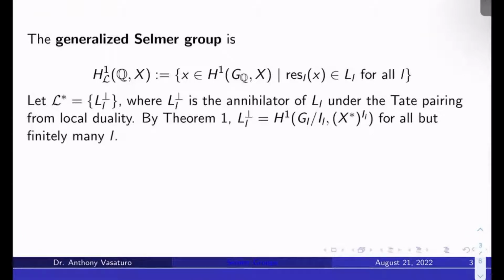Okay, and so we're going to let L star be the collection of all the L_l perps, where L_l perp is the annihilator of L_l under the Tate pairing from local duality from last video. And then by theorem 1, we know that this perp is H^1(G_l/I_l, X^*^{I_l}) for all but finitely many l. Okay, we talked about this. We figured out the exact annihilators of unramified classes under the Tate pairing.